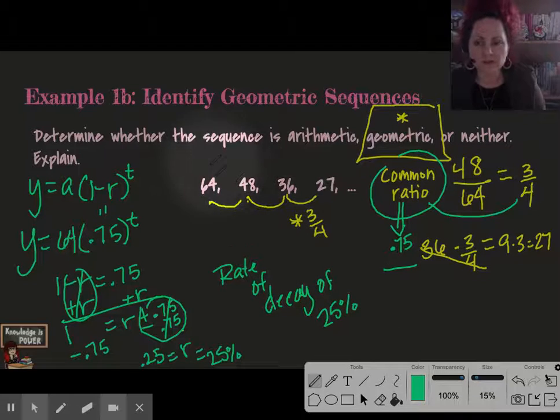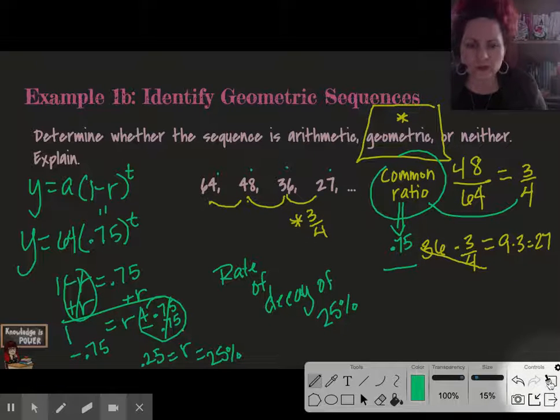So every single time, if we have 64 bananas, and we have a 25% rate of decay, then the next time I only have 48, and the next time I only have 36, and the next time I have only 27, which sounds like my house. Okay. All right. Now, let's go to the next problem.